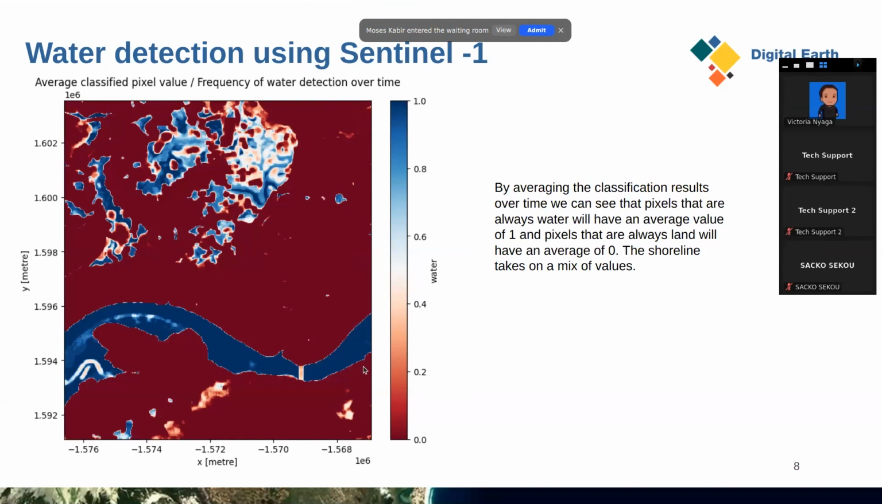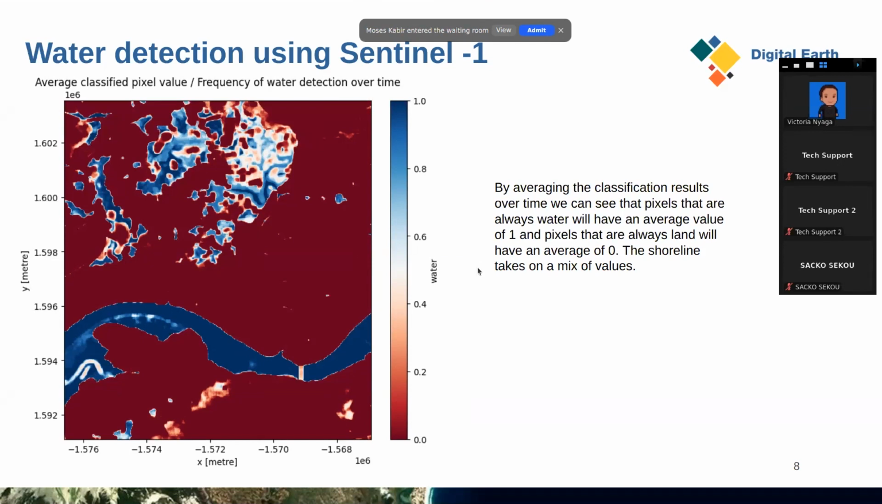Now you can see here pixels with a value of 0, or the dark red, are pixels that are always classified as land. Pixels that are dark blue, which is an average value of 1, are pixels that are always classified as water. This is a good indicator for determining water extent. For example, this river, as you can see flowing here, the dark blue areas are pixels that are always classified as water. So they have water throughout the year.